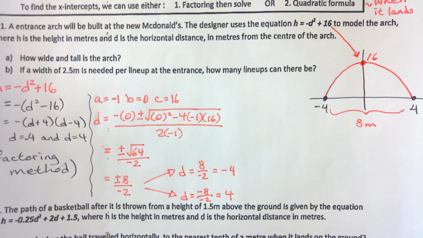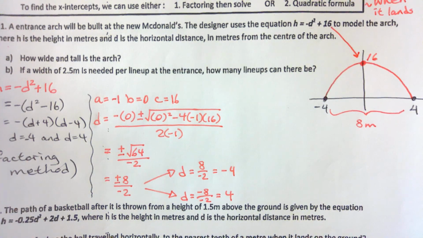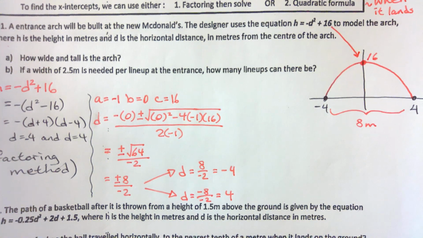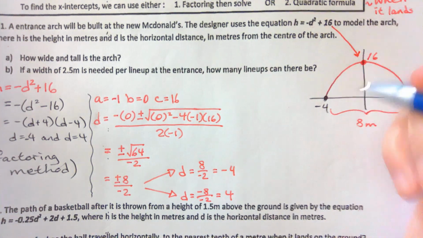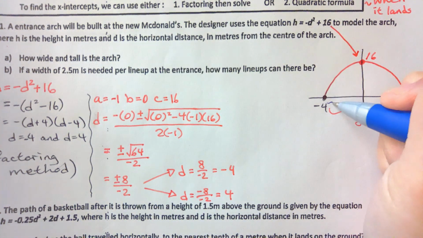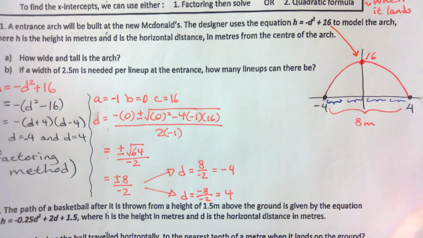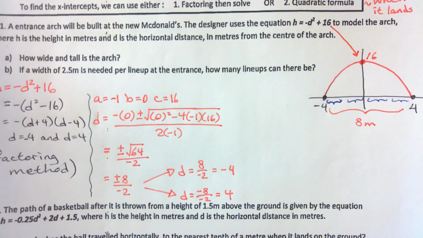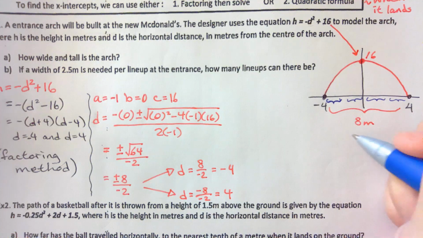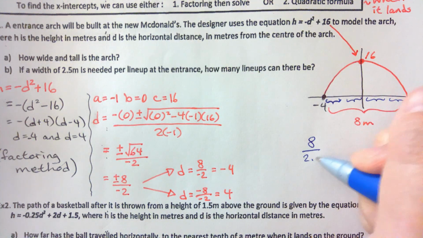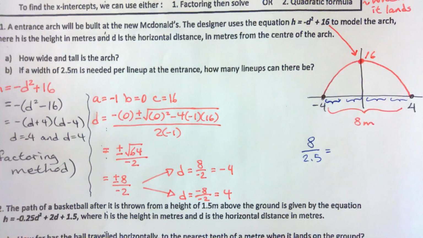Okay. Part B of the question. If a width of 2.5 meters is needed for each line-up at the entrance, how many lines can there be? So this architect decided to make it interesting and make lineups right here. So like making lines, lines, lines, lines right here. Okay, so how many lines can I make? 4. So 8 divided by 2.5.